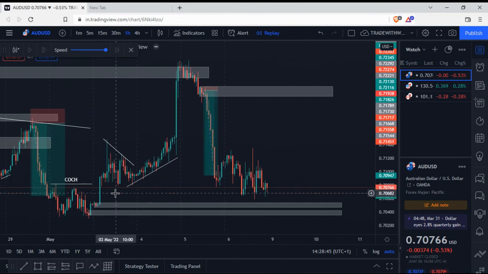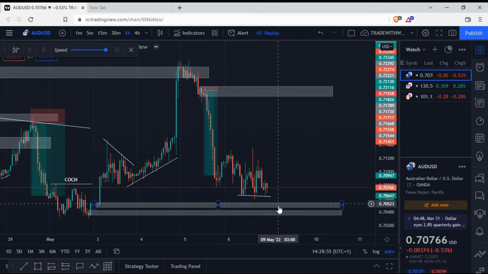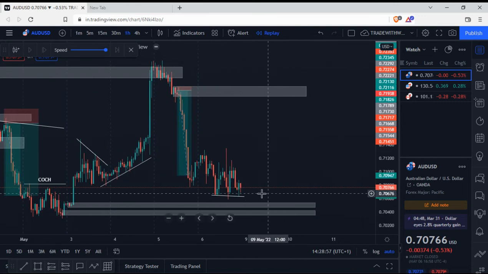So I'm expecting this touch on ADUSD here, since there's liquidity created above me, and there's a demand zone below the liquidity. And there's imbalance here. This one is acting as inducement. There's also liquidity here, so we'll take it from here next week.